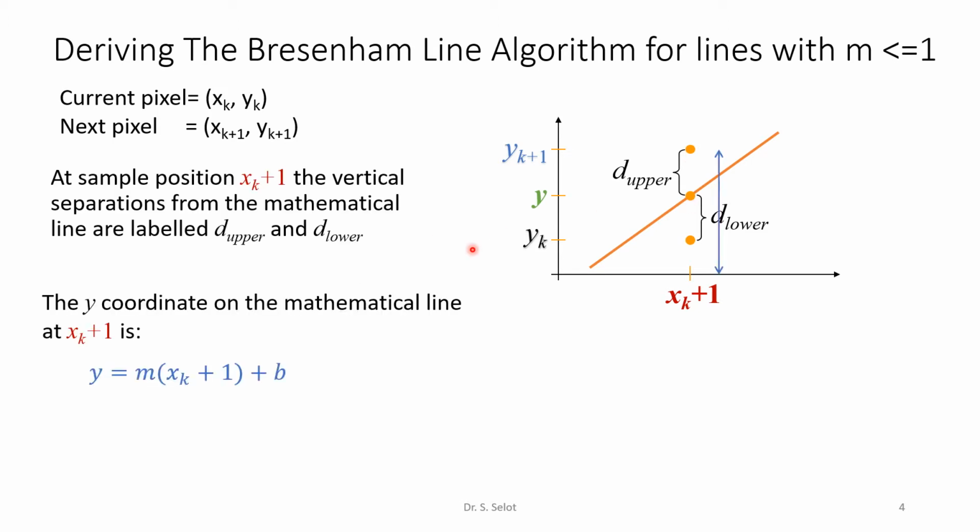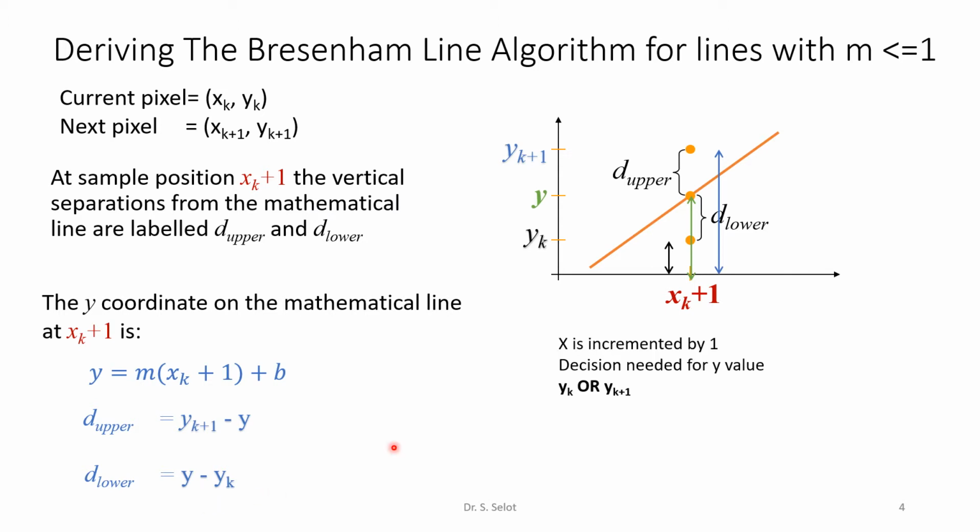These two values are calculated as follows. We can see that the blue line indicates the yk plus 1 y distance, the green line indicates the y distance, and the black line indicates the yk distance. We calculate d upper as yk plus 1 minus y. It is blue, this whole distance minus this. So this gives us d upper, and likewise d lower is calculated as y minus yk. So we get d lower. These two equations are used to find the distance of the upper and lower pixels from the line path.